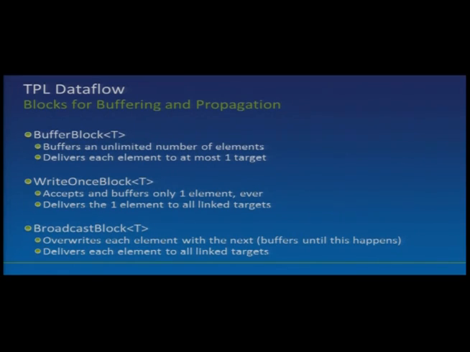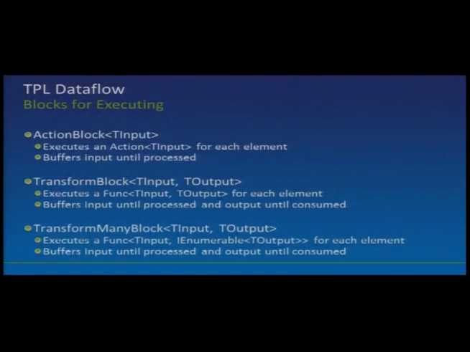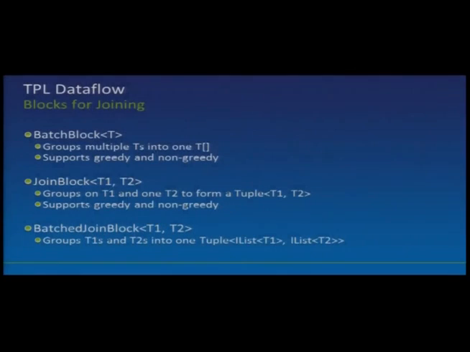There are different types of blocks that you can put together in order to construct these data flow networks. There's the buffer block that buffers up elements, the write-once block that accepts exactly one element, the broadcast block that broadcasts a message to all of its linked blocks, the action block that performs an action for every message that it receives, a transform block that evaluates a function for every message and generates a new message, a transform many block that receives a message and generates multiple messages, and so on.